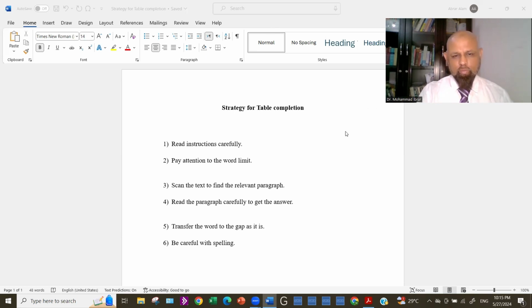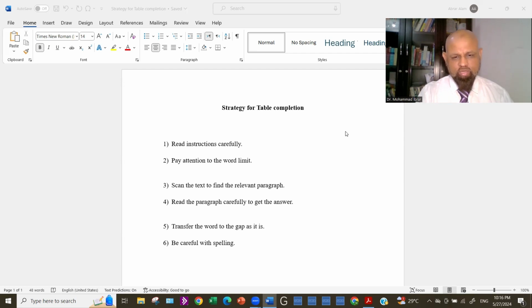So first of all, have a look at some of the steps that we need to follow for this strategy while doing the table completion question. So you need to read the instructions rather carefully. You need to highlight keywords in the instruction so that you stay focused. Then you need to pay attention to the number of words that you need to write in your answer.